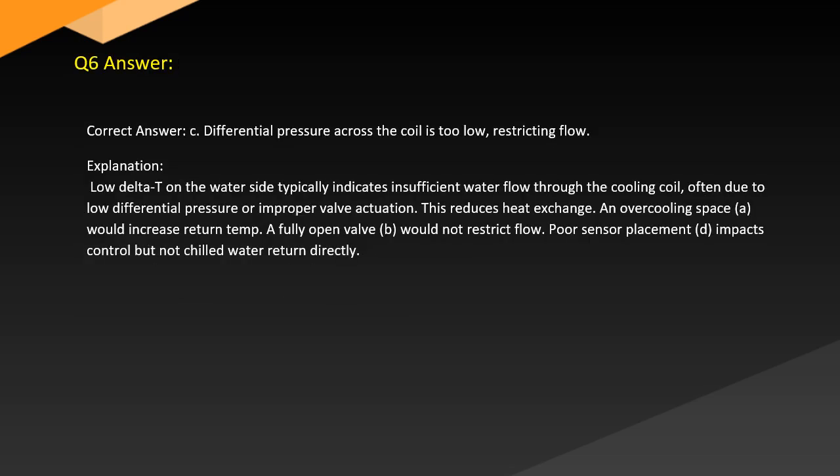Answer. Correct answer C. Differential pressure across the coil is too low, restricting flow. Explanation. Low delta T on the water side typically indicates insufficient water flow through the cooling coil, often due to low differential pressure or improper valve actuation. This reduces heat exchange. An overcooled space (A) would increase return temp. A fully open valve (B) would not restrict flow. Poor sensor placement (D) impacts control but not water return directly.